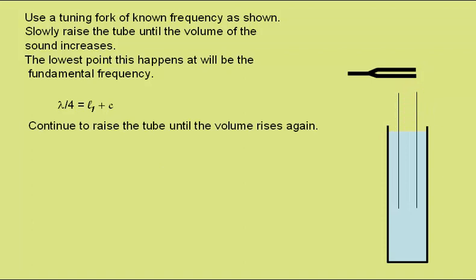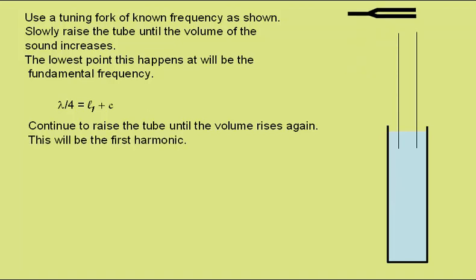Now we continue to raise the tube until the volume rises again. This will be the first harmonic, which I can represent like this, again with the displacement antinode some distance from the end of the tube, a node here and a node at the water surface.